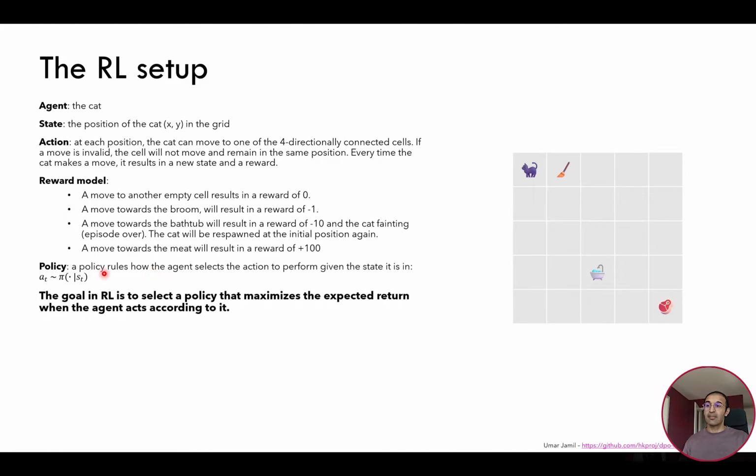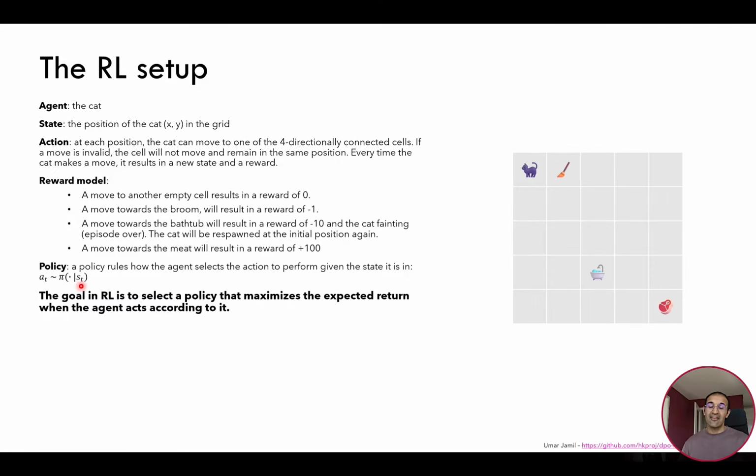Now, what dictates what action the agent will take given a particular state or position? Well, it is the policy. The policy indicates the probability of the next action among all the actions that the agent can take given a particular state. We usually write it like this, so that the next action at time step t is distributed like the distribution induced by the policy according to the state the agent is in. Now, what is the goal in reinforcement learning? The goal is to select a policy, or to optimize a policy, in order for the agent to maximize the expected return when it acts according to this policy.